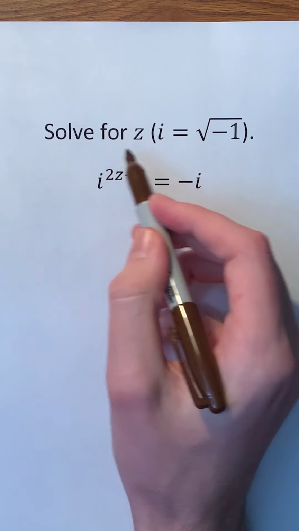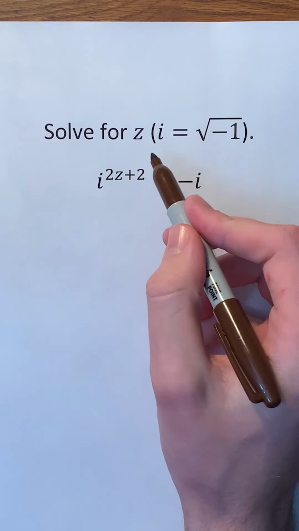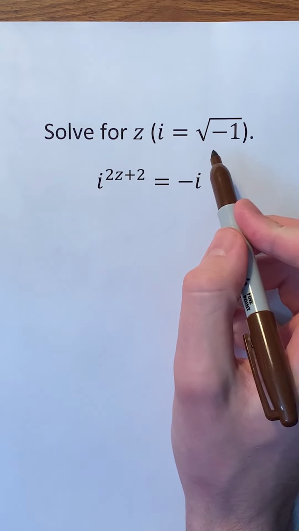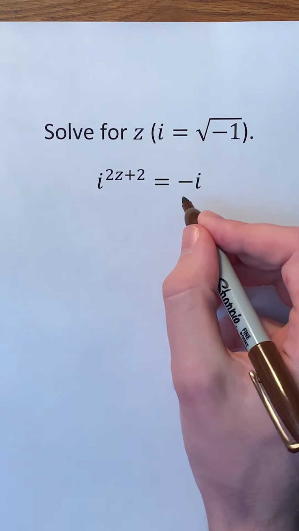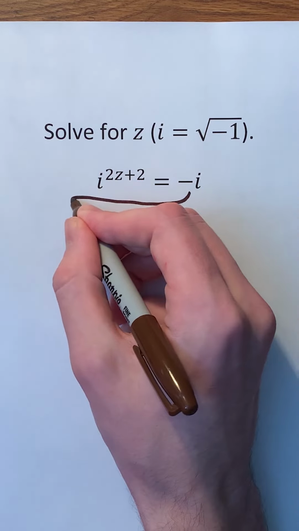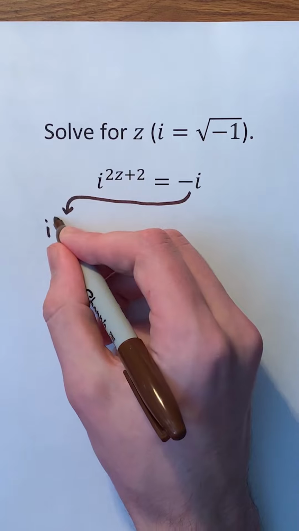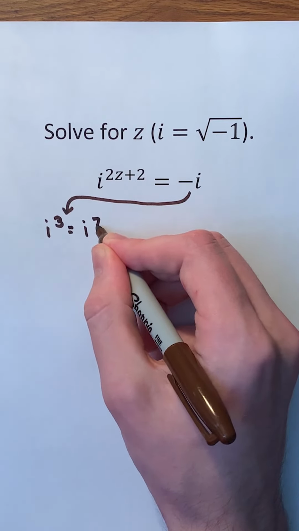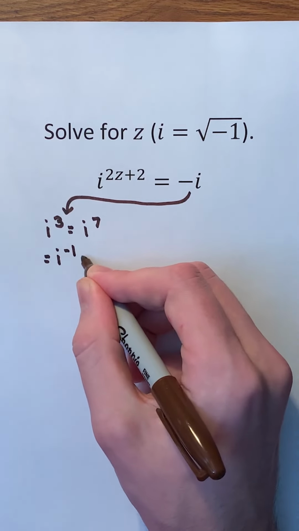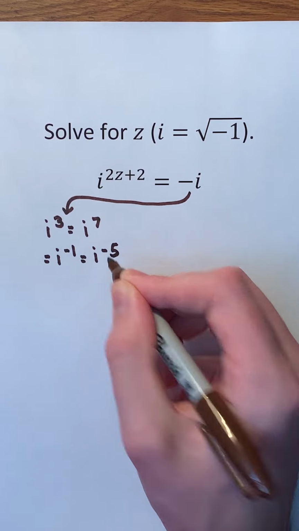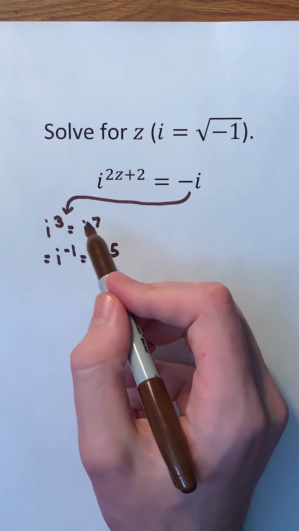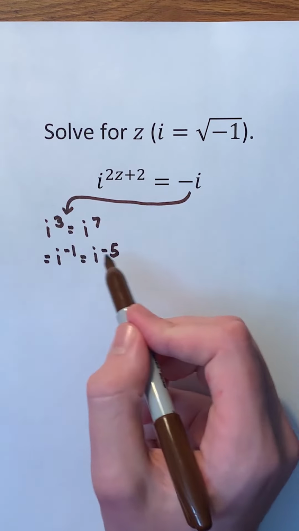We have to solve for z in this equation, and remember that i is the unit imaginary number, the square root of -1. If you're familiar with imaginary numbers, recall that -i is the same thing as i cubed, i to the power of 7, i to the power of -1, i to the power of -5, etc. Notice that all of the consecutive exponents have an interval or difference of 4 in between them.